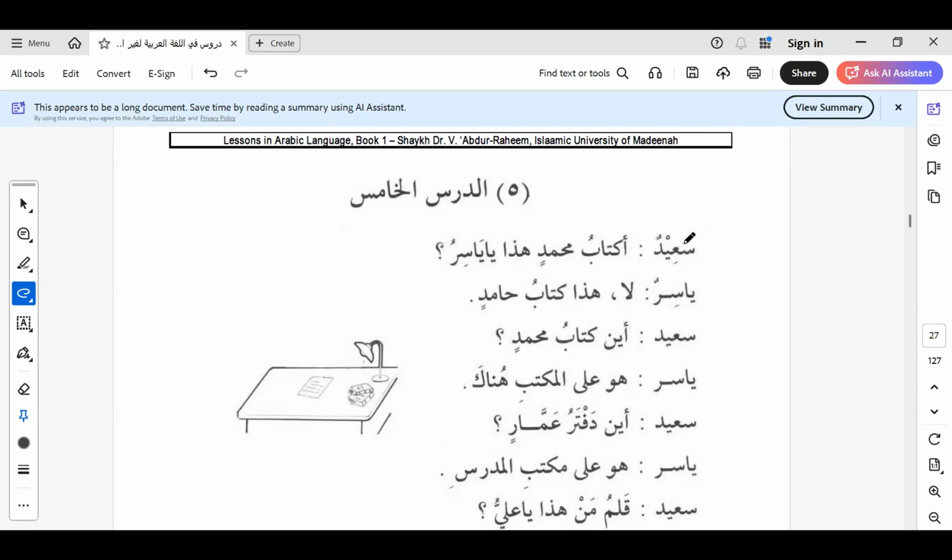Now let's look at the first sentence. We have a conversation between Saeed and Yasir. The sentence starts with a question: Akitabu Muhammadin hadha ya Yasir? Simply it means, is this Muhammad's book, Yasir? So who can tell me the relationship between Kitabu and Muhammadin in this case?